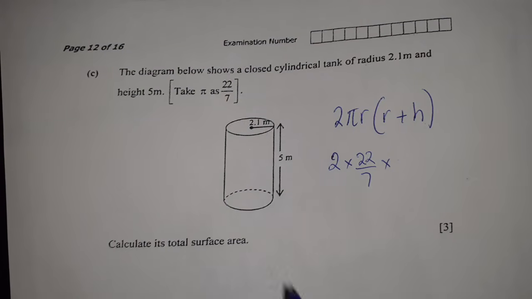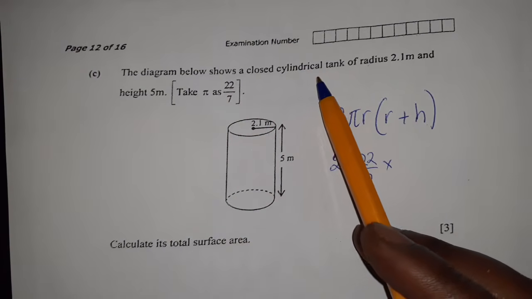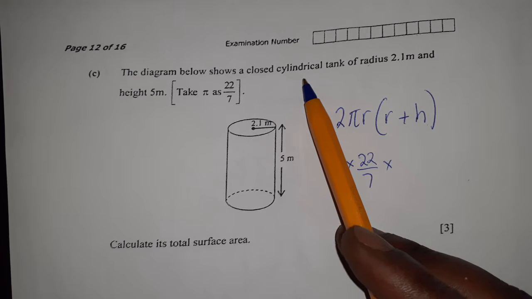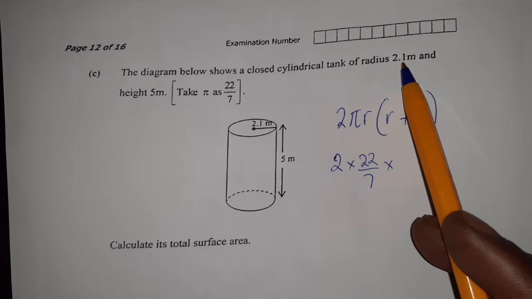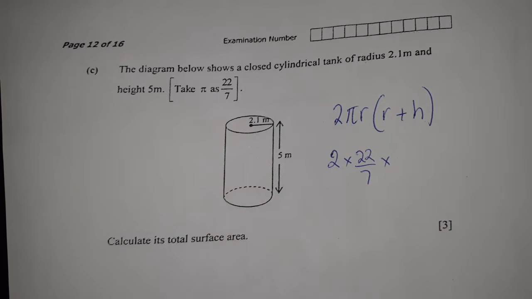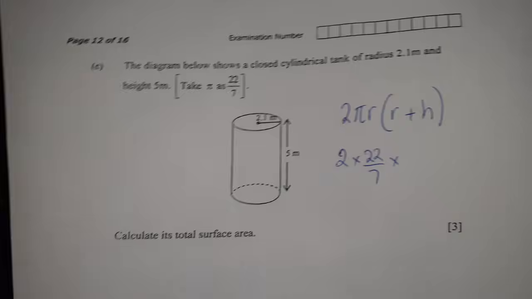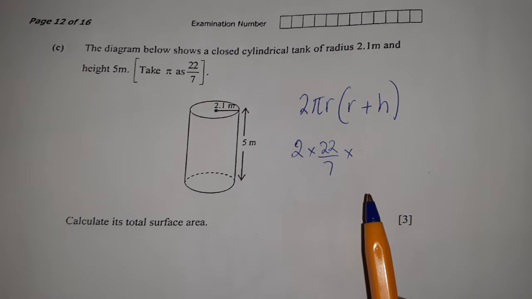Okay, so we come to this question C. The diagram below shows a closed cylindrical tank of radius 2.1 meters and height 5 meters. Calculate its total surface area. Okay, so the formula is already given here.